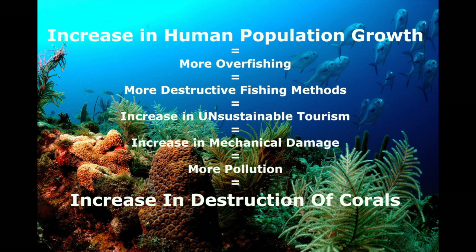Increase in human population growth is affecting the corals really seriously. Increase in human population growth equals increase in overfishing, which equals more destructive fishing methods, which damages corals. More people means more unsustainable tourism, more mechanical damage, and more pollution, which leads to the destruction of coral reefs and highly threatens this beautiful ecosystem we have.